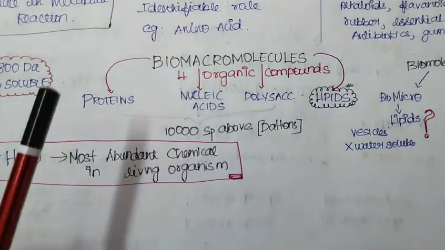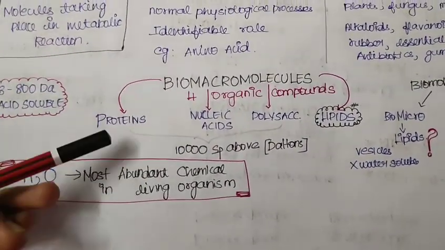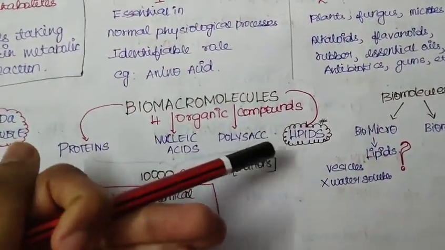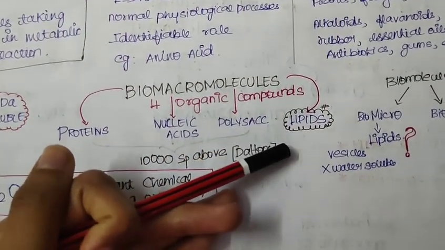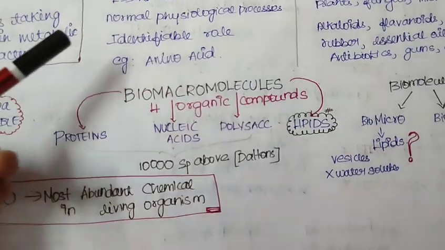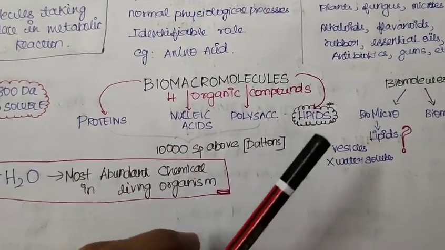Apart from lipids, all the three will be having 10,000 and above Dalton. The size is measured as 10,000 and above Daltons. In case of lipid, it is 800, which we already discussed in the previous video. As lipid is 800 and it is water insoluble, it will be coming under this biomacromolecule. So this is the exception. Please be careful on it.